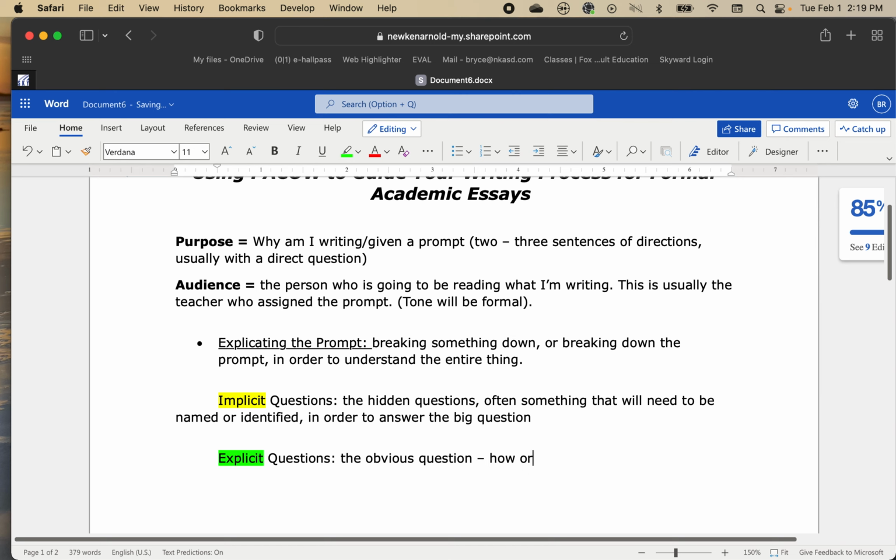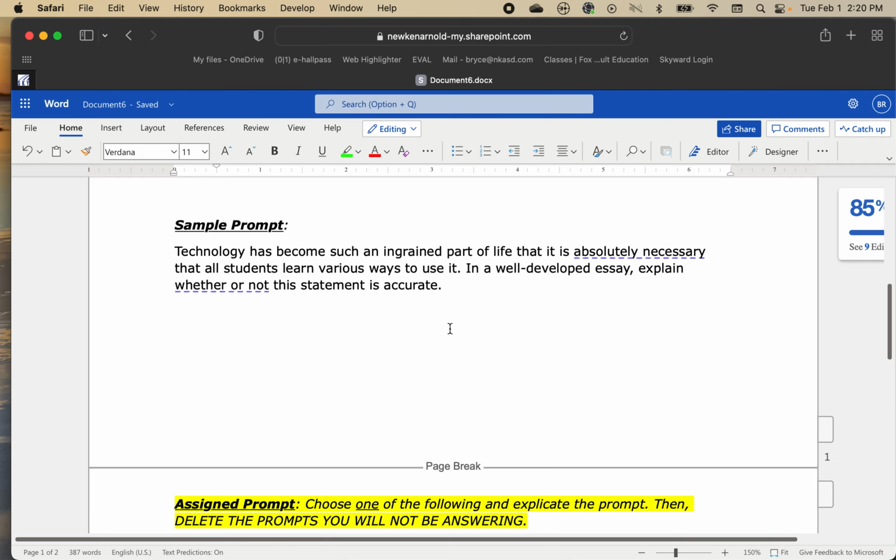Okay? So we have here a sample prompt. Like you guys are given in your math classes, when a math teacher talks to you about a new process, they'll put an example problem on the board. I'm going to do the exact same thing here, except it's going to be a sample prompt. And then you are going to pick one of the prompts on the next page to do for yourself.